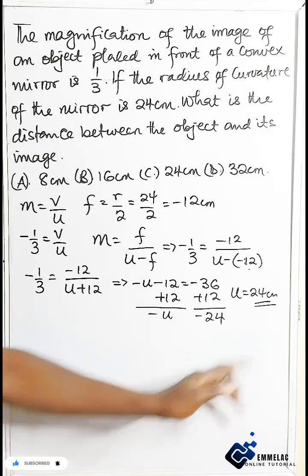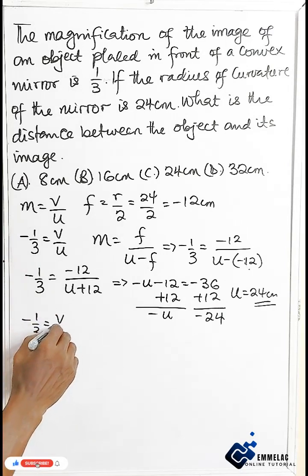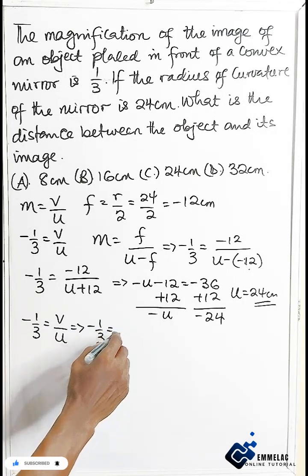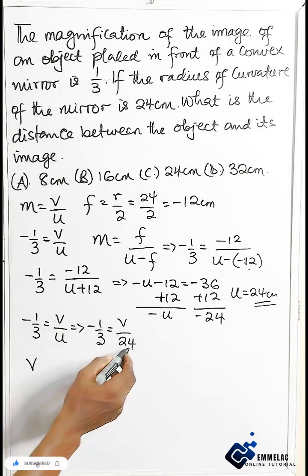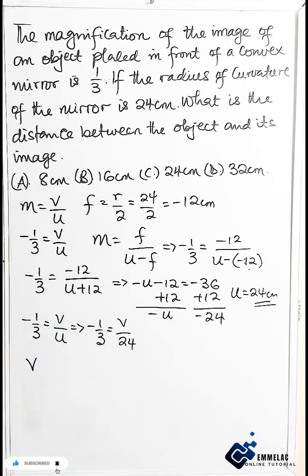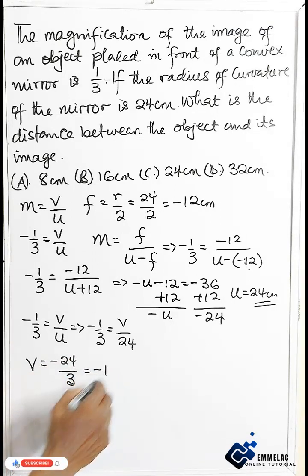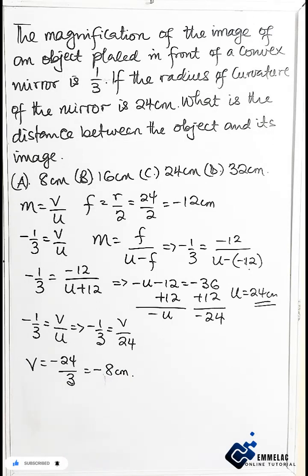Now if u is 24 centimeters, and from this equation here, that is the magnification, we have that negative 1 over 3 equals v all over u. And our u, so this will give us negative 1 over 3 equals v all over 24, right? Now let us cross multiply. At the end of the day, that v, when we cross multiply 24 times negative 1, will give us negative 24, then all over 3, and this will give us negative 8 centimeters. Alright, now this here is the distance of the image, and this negative sign testifies that the image is virtual, and this is the distance of the object.